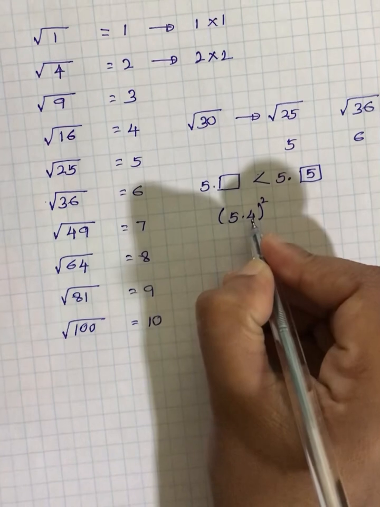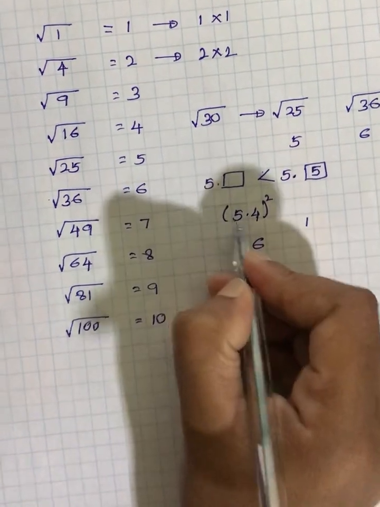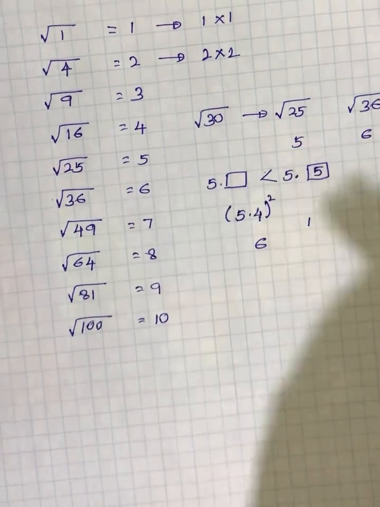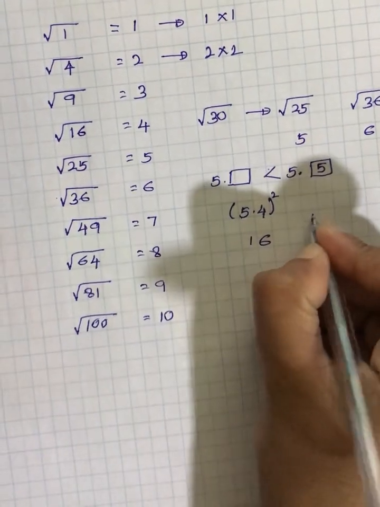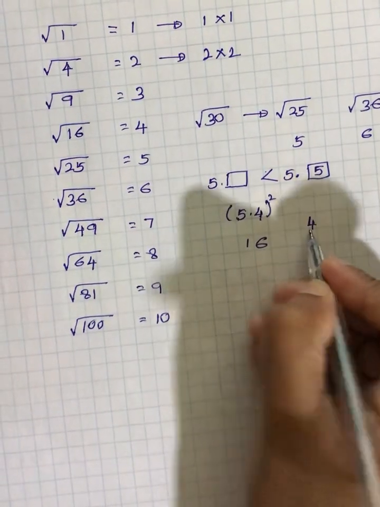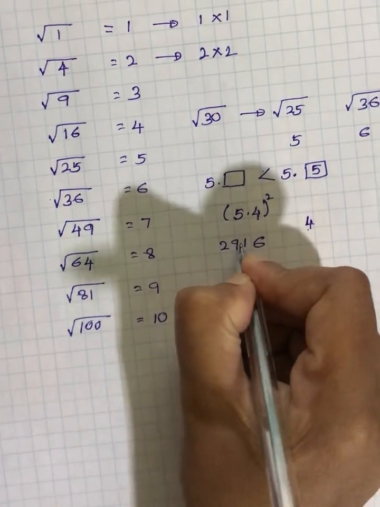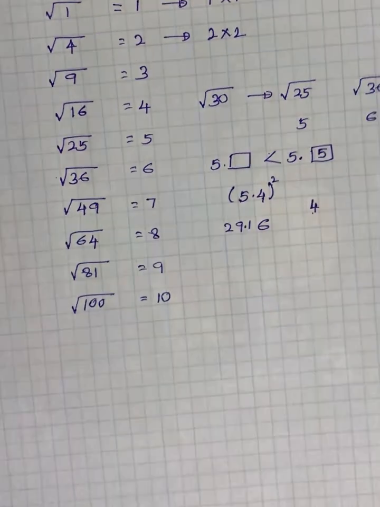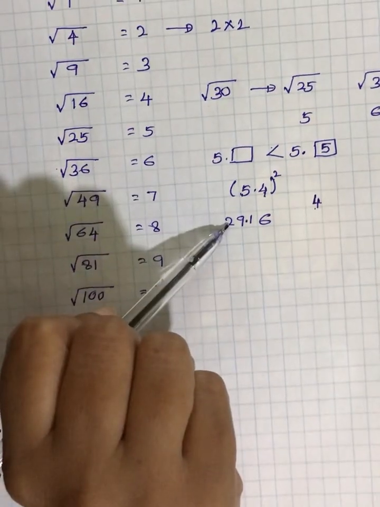Let's find it now. The square of 4 is 16 and 1 here. 5 into 4, 20, 20 into 2, 40, plus 1, 41, and then 4 here. And then 5 squared is 25 plus 4, 29. That means 29.16. So it is very close to 30.